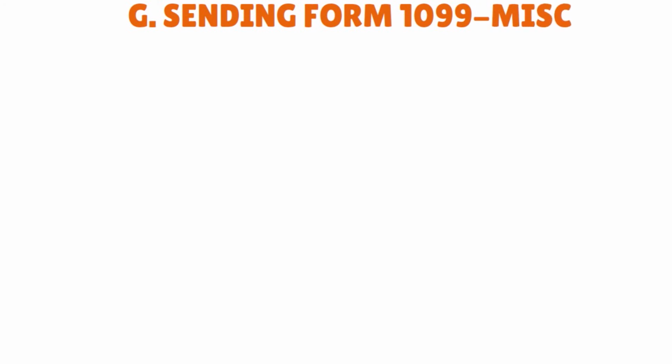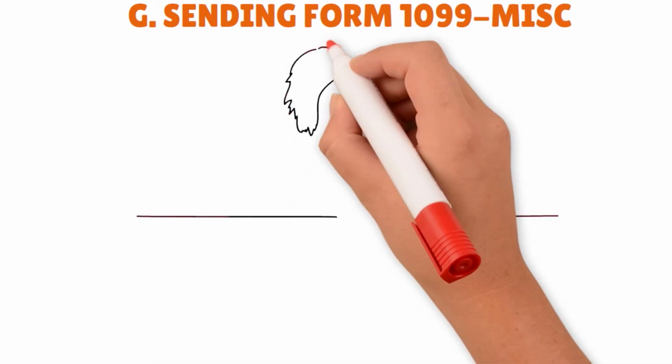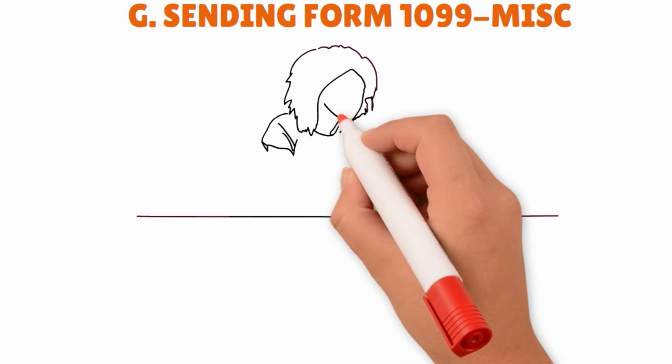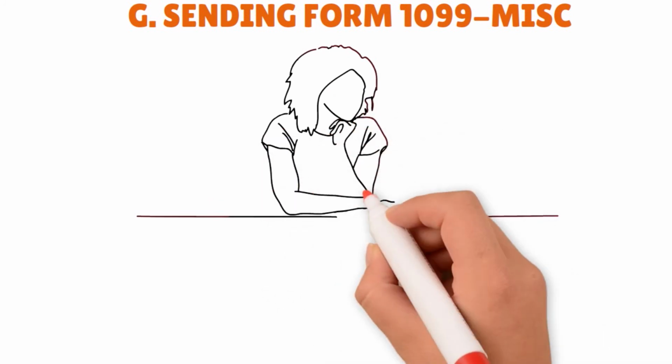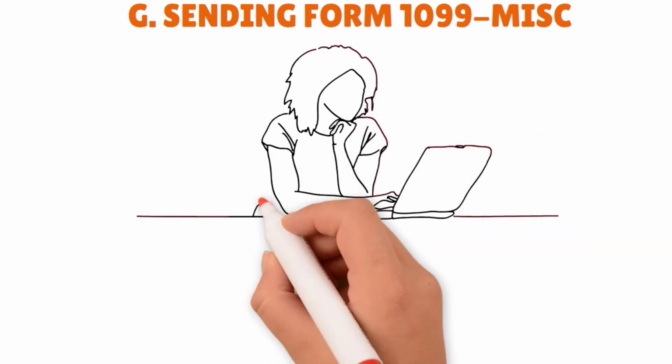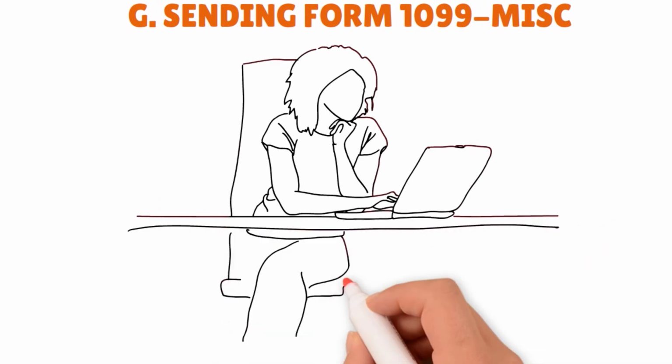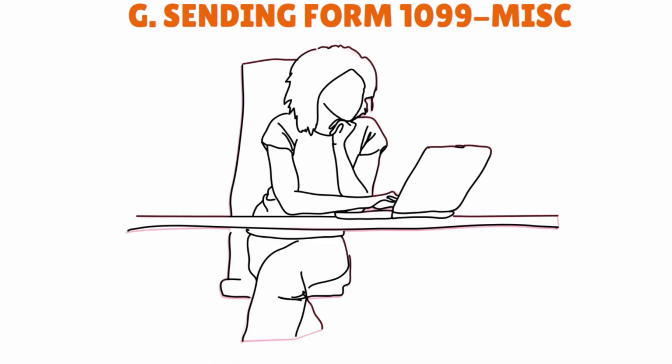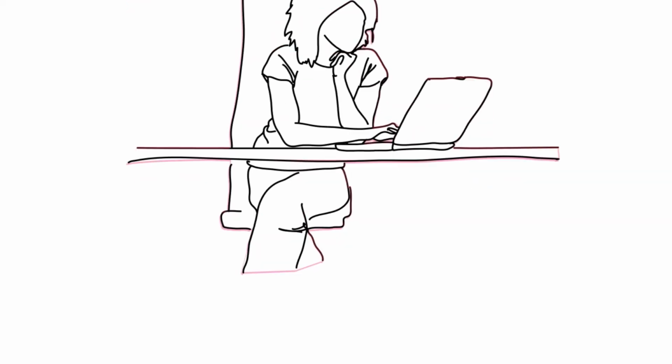So let's talk about sending Form 1099 MISC. Once you fill out the form, you need to know where to send it, right? You might have noticed that there are several copies for each Form 1099 MISC, and certain copies go to the 1099 recipient, the IRS, and the State Tax Department, and some copies are for your records. Let me show you now where you send each part of Form 1099.